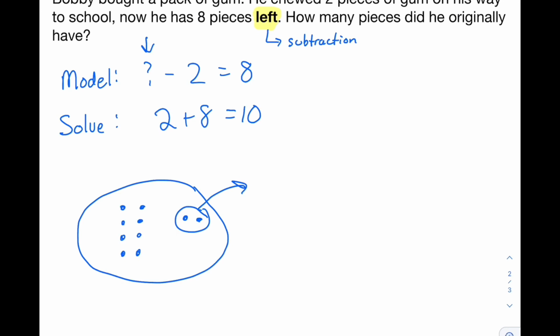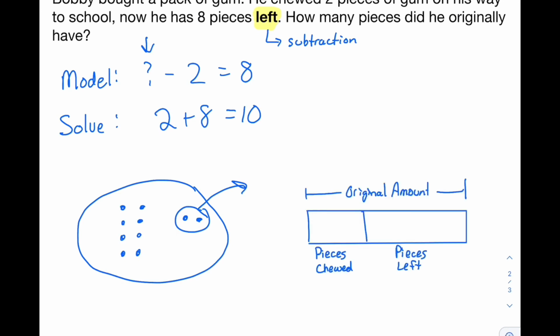Now let's look at our bar model, our strip diagram. Again, it doesn't matter that I get the proportion right in my strip, but I can just fill it in. So now I have 2 pieces chewed, 8 pieces left, and I want to know the total amount. Since I know my 2 parts, I can add them together to get the total of 10.